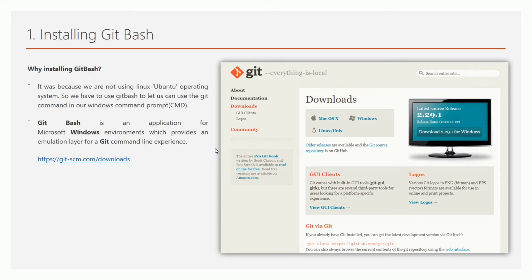Before we create the GitLab project, we should install Git Bash first. We need to install Git Bash because we are not using the Linux operating system. Git Bash provides an emulation layer for a Git command line experience, so that we can use the Git command line in our Windows operating system. Here is a link to download Git Bash to your computer.